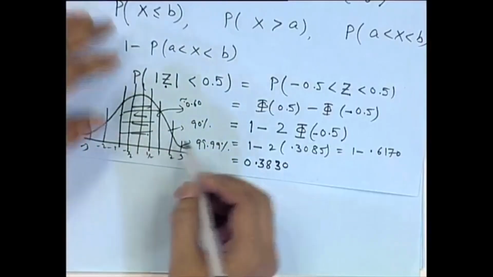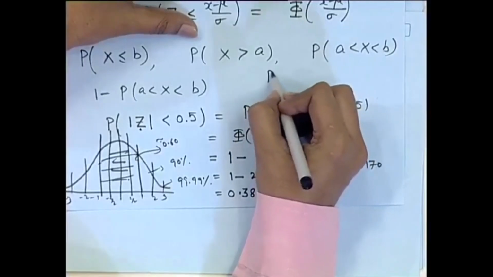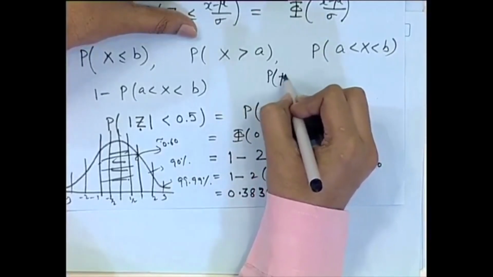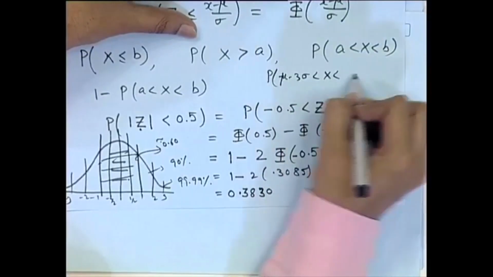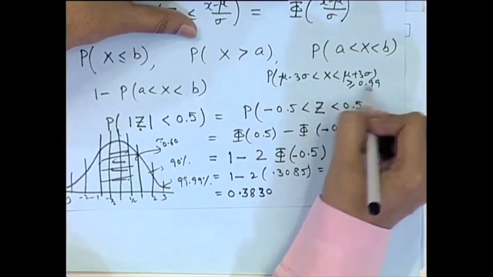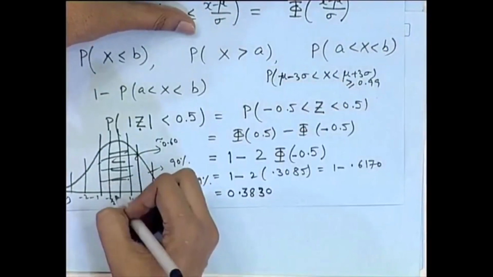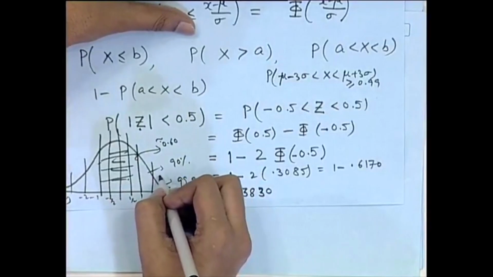So, in terms of mu and sigma, this means that the probability of mu minus 3 sigma less than x less than mu plus 3 sigma is greater than 0.99. These are known as 3 sigma limits. Then minus 2 to 2 is called as 2 sigma limits.